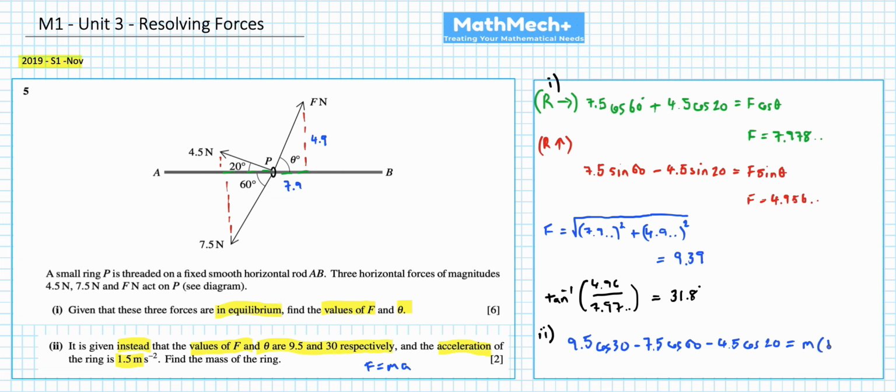And again, that's just it. Just get that calculator out, put it all together, divide by 1.5, and you get a mass of 0.166 kilograms. And that's one of those questions in resolving forces in two directions for Unit 2 or Unit 3 in mechanics.